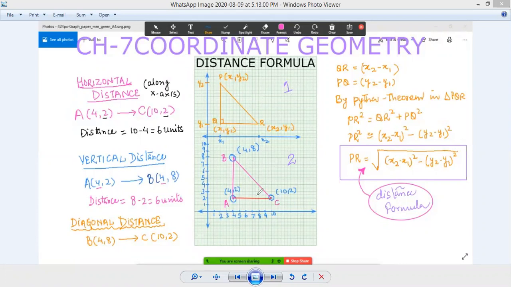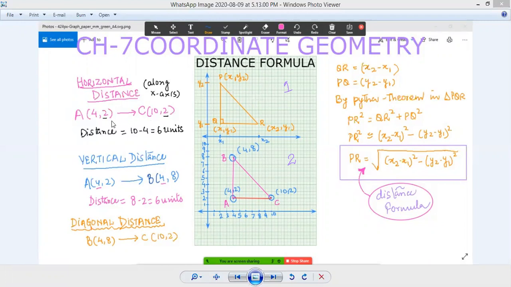So if I want to calculate the horizontal distance, that is the distance between A and C, I will first write down the coordinates of A, that are 4 and 2, and coordinates of C are 10 and 2. Now children, just take a minute and observe these coordinates very carefully. You are able to notice that the y coordinate is not changing whenever we are moving horizontally. When we are moving horizontally, y coordinates remain unchanged. So y coordinate is not changing here.